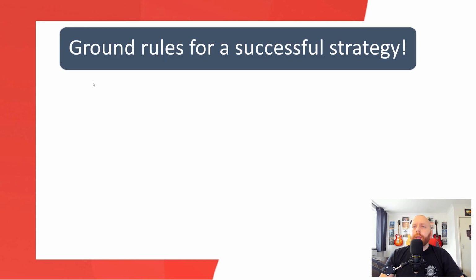So before we actually get into it and go through the actual rules of the swing trade, I want to talk about some ground rules for a successful trading strategy. Now, you've got to understand that when you create a new strategy, it needs to have a certain set of rules and they need to be strictly followed. And why is that? Because if you don't have a certain set of rules and don't follow them, then you may get emotional and you may not actually figure out whether that strategy actually works or not.